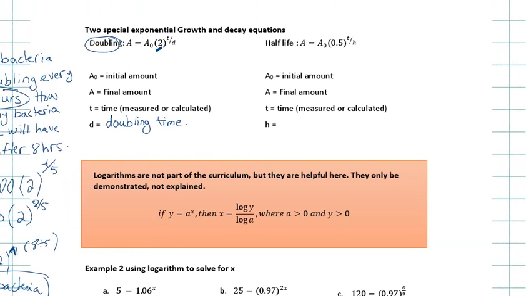So the question would be saying that you're starting with 100 bacteria, and then you're losing half of it every 5 hours. Same idea: h would be 5, and we're going to solve for A naught. Are we okay with this so far? So far today we learned 4 equations: the 1 plus i, the 1 minus i, the doubling, and the half.